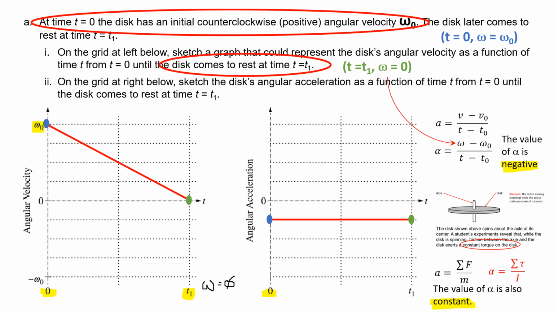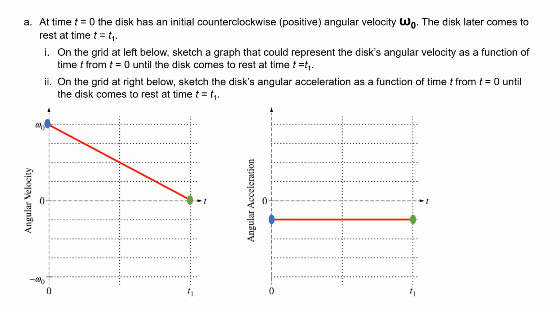So this is too much to see on a piece of paper. So your solution should only look like this. Oh, there's some more information. The graph is a horizontal line with a negative value. So this is what your solution should be.